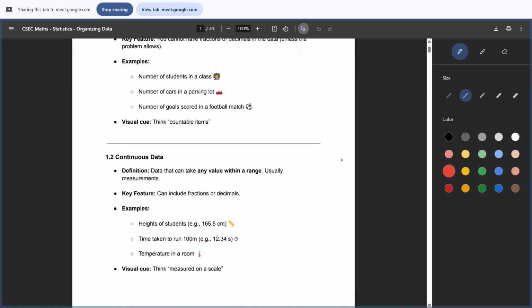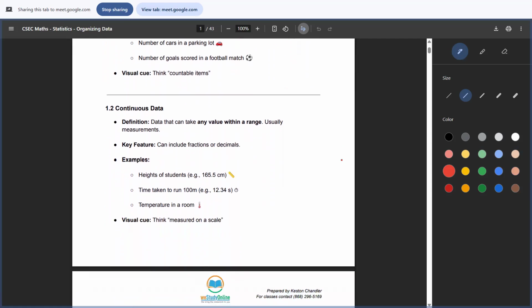The other type of data is continuous data. Continuous data could take values within any particular range. These are usually measurements, so they could include fractions or decimals. So if in that same classroom, we're talking about the height or the weight of the students in the classroom, these values could take on fractions or decimals. Somebody could be 165.5 centimeters tall, or they could be 70.2 kgs, right?